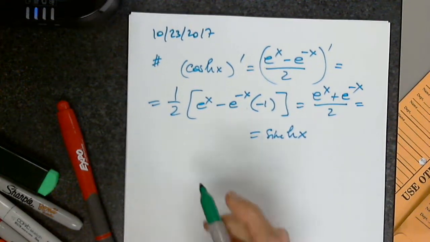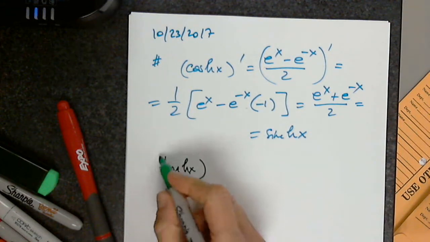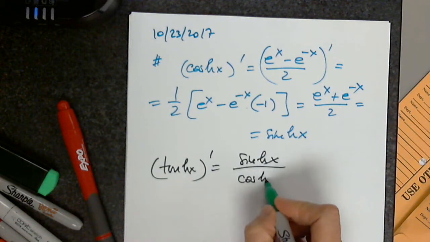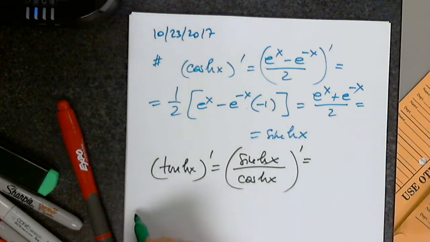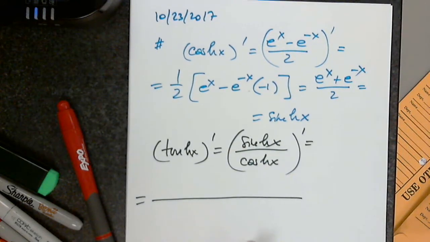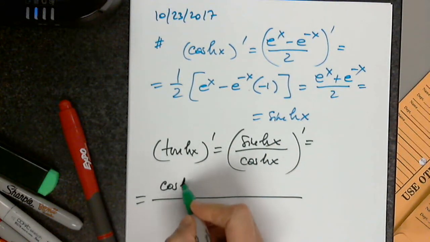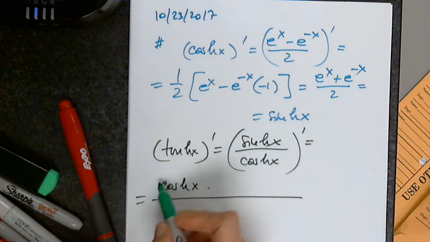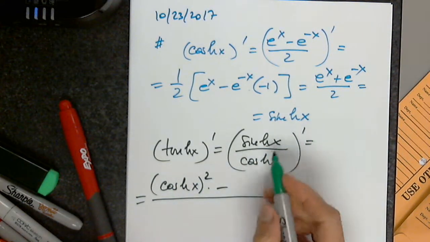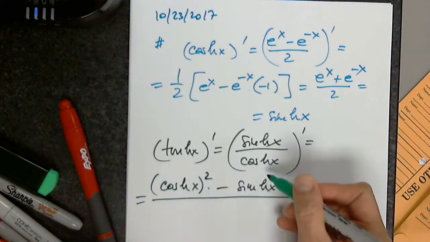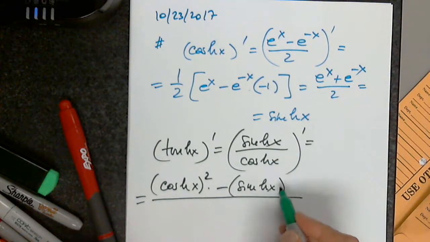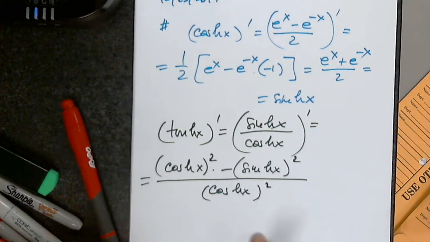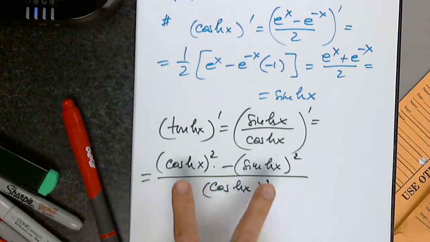Yes. Okay. So hyperbolic tangent is hyperbolic sine over hyperbolic cosine. Now I have to use the quotient rule. So the top prime is cosine times the denominator, so I'm going to put it squared, minus the top times the denominator prime, which is sine, so I'm going to put it squared, over hyperbolic cosine squared. But now I have to show what this is.